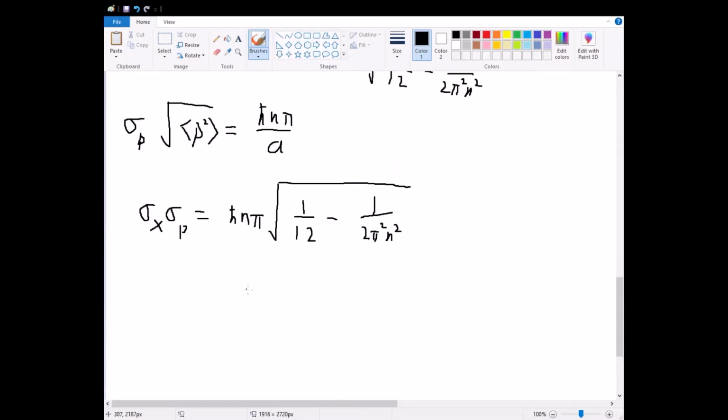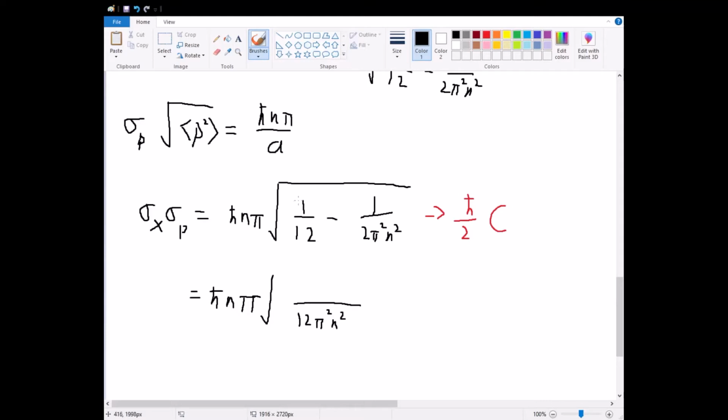And from here, our goal is to get this down into a form of h bar over 2 multiplied by some constant afterwards, because that's the only way we can compare. If we look at this right now, it's not entirely clear whether or not this actually satisfies it. So let's try to get it into this form of h bar over 2. Let's start off by combining these two fractions. So this is going to give us h bar times n times pi. And we'll take the square root, and 1 over 12 minus 1 over 2 pi squared n squared. Obviously, the common denominator here is just 12 times pi squared n squared.